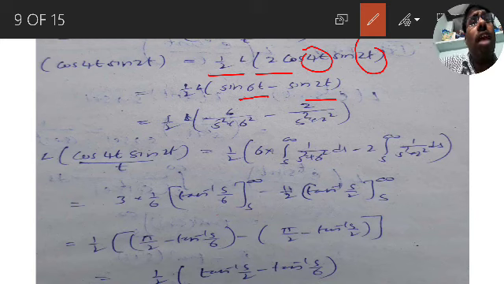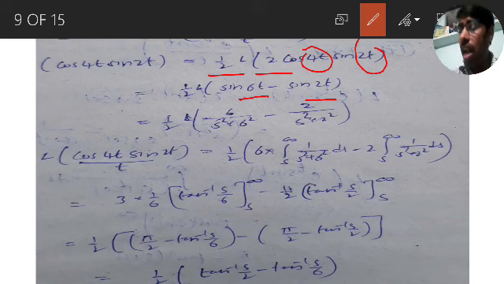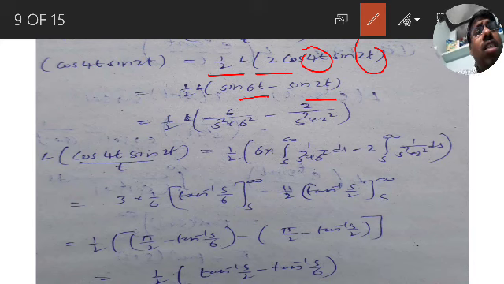Sin(A+B) minus sin(A-B) gives sin 6t minus sin 2t, so we get half into L of (sin 6t minus sin 2t). What is L of sin at? The standard formula again: L of sin at is a by s square plus a square. Now L of sin 6t is 6 by s square plus 6 square, and L of sin 2t is 2 by s square plus 2 square.